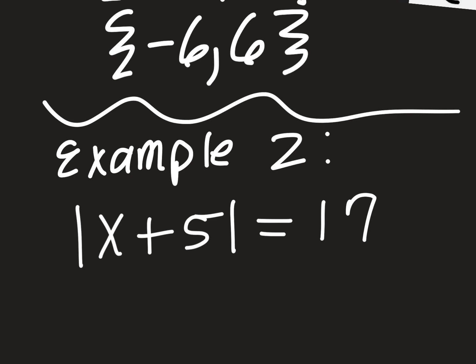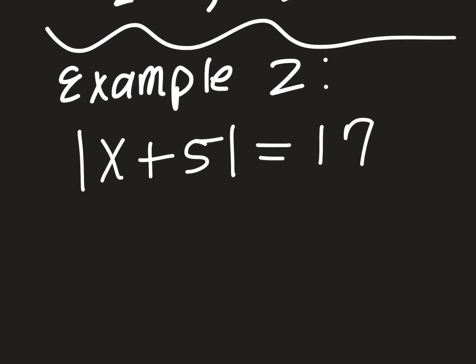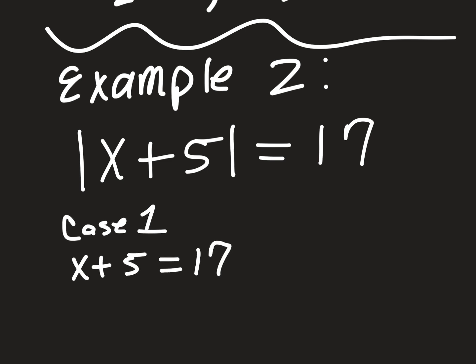Example 2. Case 1, outcome number 1, the first scenario. X plus 5 gets out of jail. Hopefully they're able to find a job, get their education. They have a good support structure, and they have a positive outcome. So it's going to be equal to a positive 17.